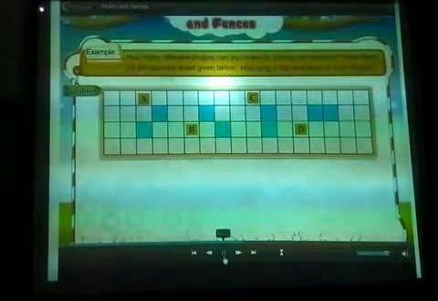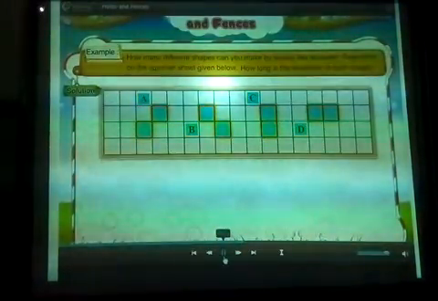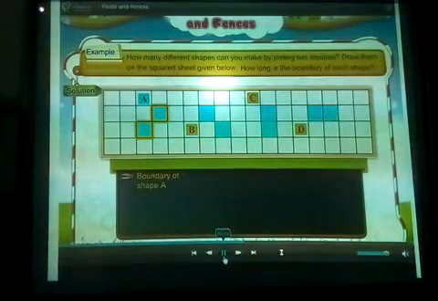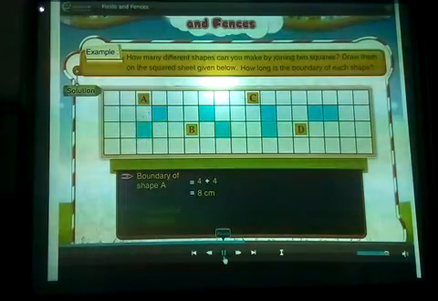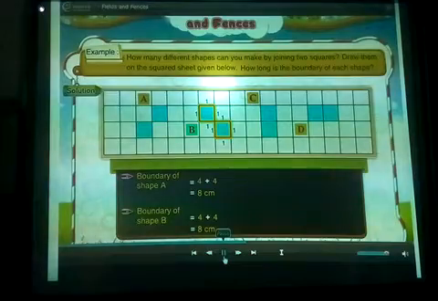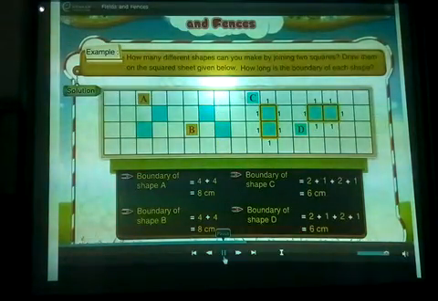Solution. By joining two squares, we can make 4 different shapes. The boundary of shape A is 8 centimeter. The boundary of shape B is 8 centimeter. The boundary of shape C and shape D is 6 centimeter each.